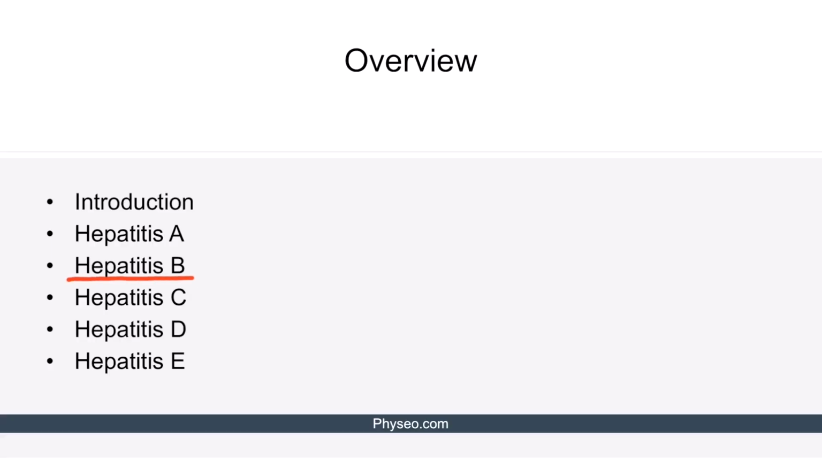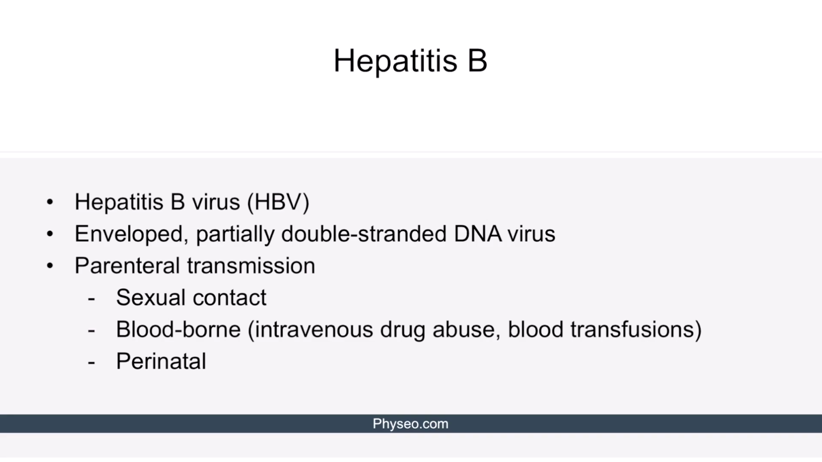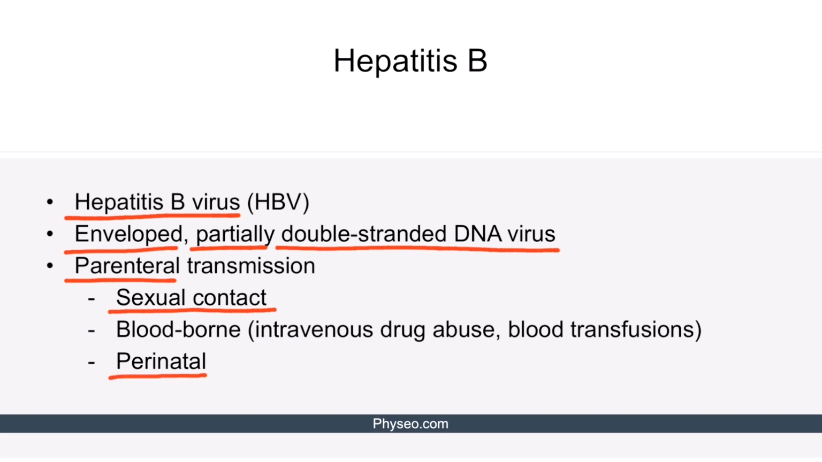Next, let's discuss hepatitis B. Hepatitis B is caused by hepatitis B virus, abbreviated HBV. It's an enveloped, partially double-stranded DNA virus. The most prominent mode of transmission is the parenteral route, particularly sexual contact, such as IV drug use and contaminated blood transfusions are also common. Perinatal transmission of the virus during delivery is also a potential mode of transmission.